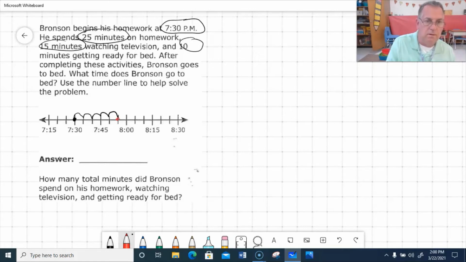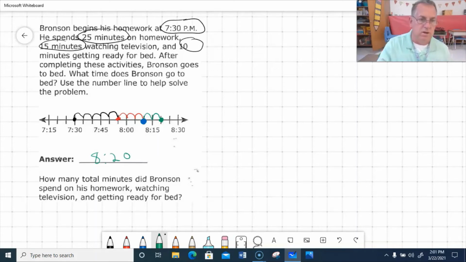I'll put a red dot right there. And then from there, he spent 15 minutes watching TV. So that's 5, 10, 15. And he finished right there. That was watching TV. And then he spent 10 minutes getting ready for bed. So we go 5, 10. And that looks like the time that he would be going to bed. So if I look at that, that's 8:15 plus another 5 would be 8:20. So he went to bed at 8:20.